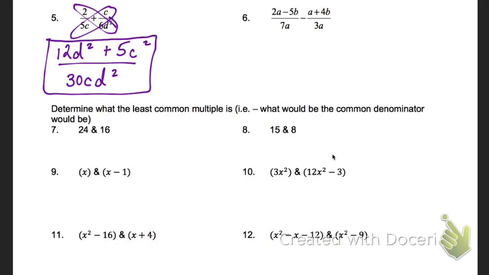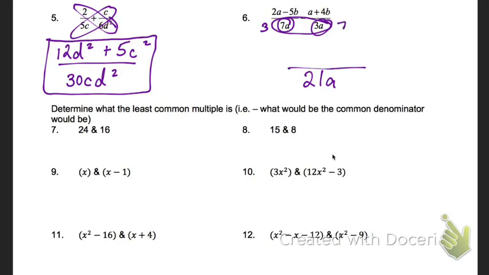Okay, what about number 6? So if I multiplied them, it'd be 21a squared. Does it have to be a squared or could it just be a? It could. Could I turn this into 21a? What would I need to do? Multiply it by 7, right? But could it still be 21a squared?